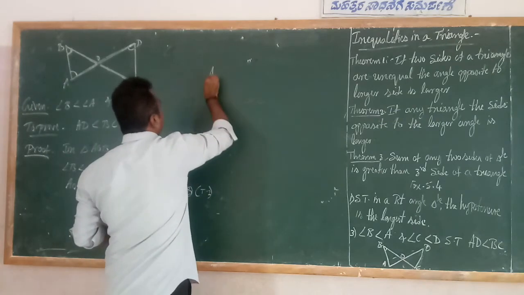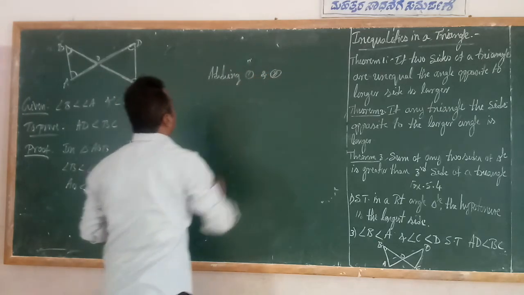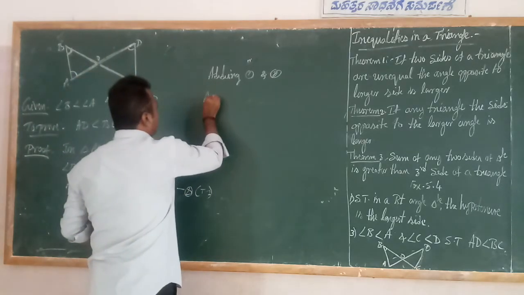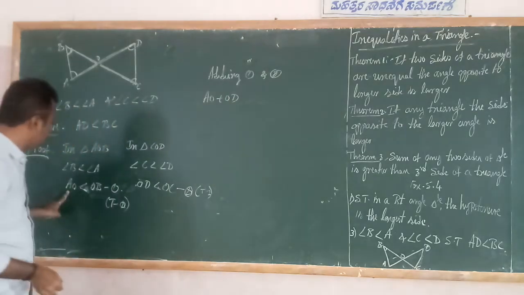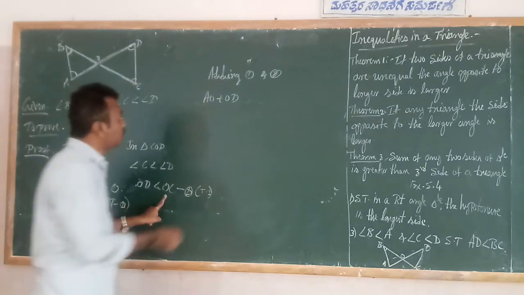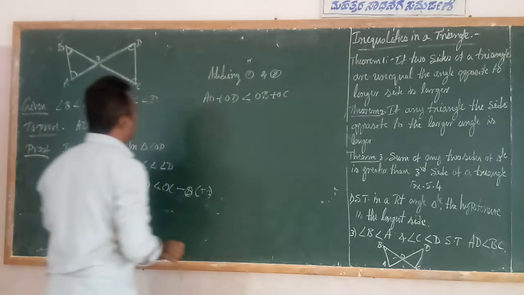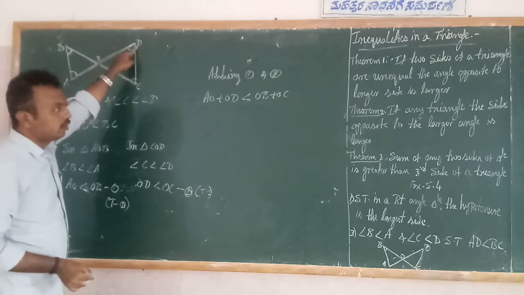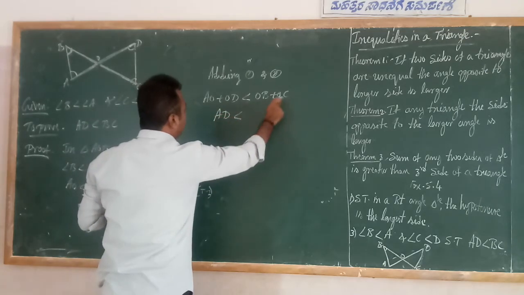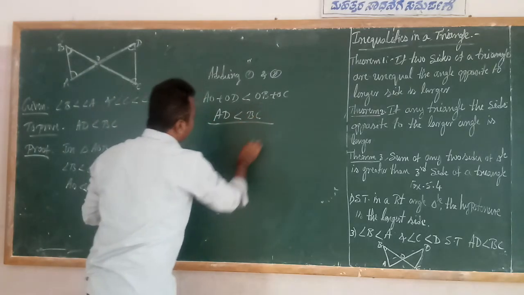So next, adding 1 and 2. We should add it. AO and OD, so AO plus OD on the left-hand side, and OB plus OC on the right-hand side, which is greater. So AO plus OD, what do we get? AD. AD is greater than OB plus OC. What will you get from OB plus OC? BC. So therefore, AD is greater than BC.